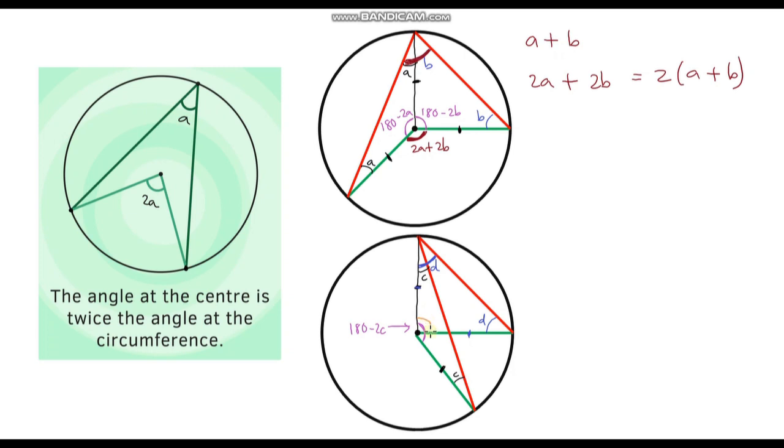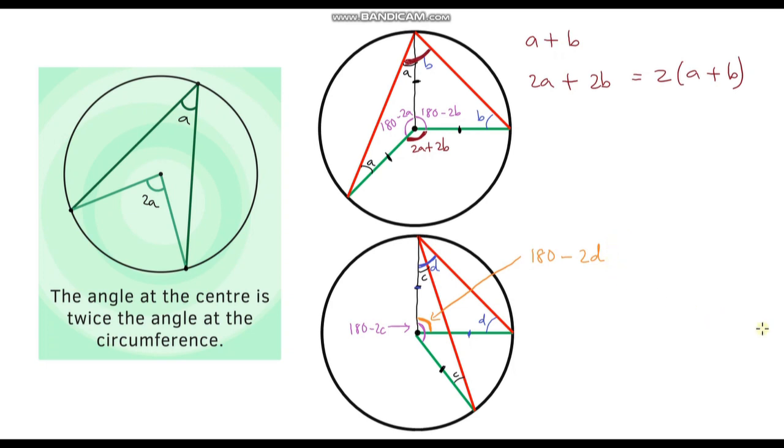So now let's focus on this angle in orange. So that is formed from this triangle. So what is an expression for this angle? Well, it's going to be 180 degrees minus D minus D. So minus 2D.